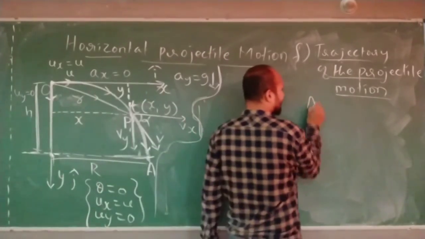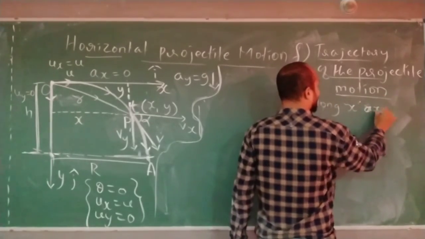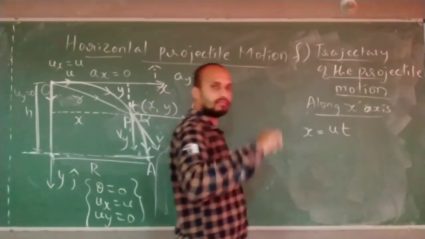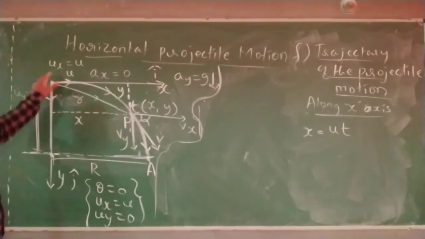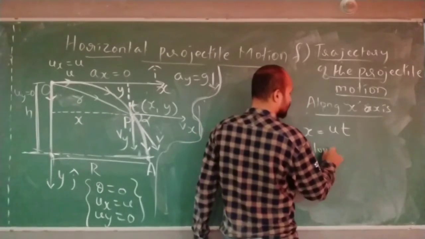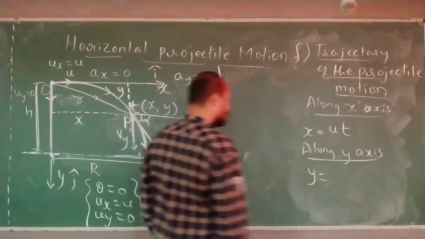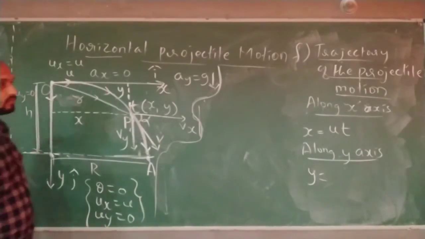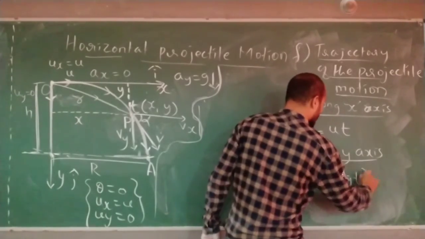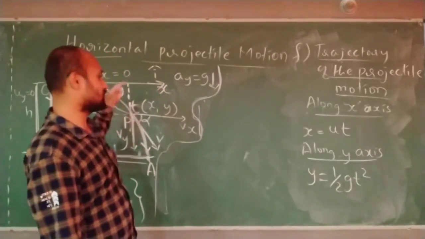If I talk along the x-axis, x is equal to u into t at a particular time. Along the y-axis, y is equal to half gt square at a particular time.